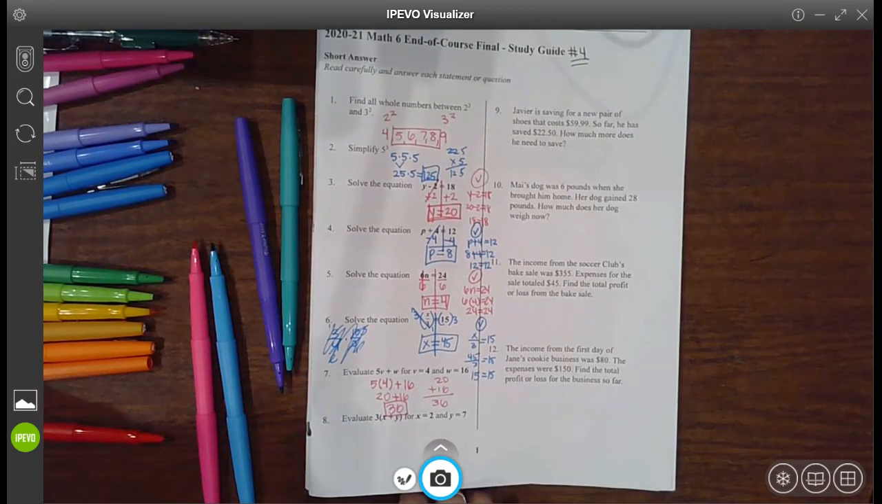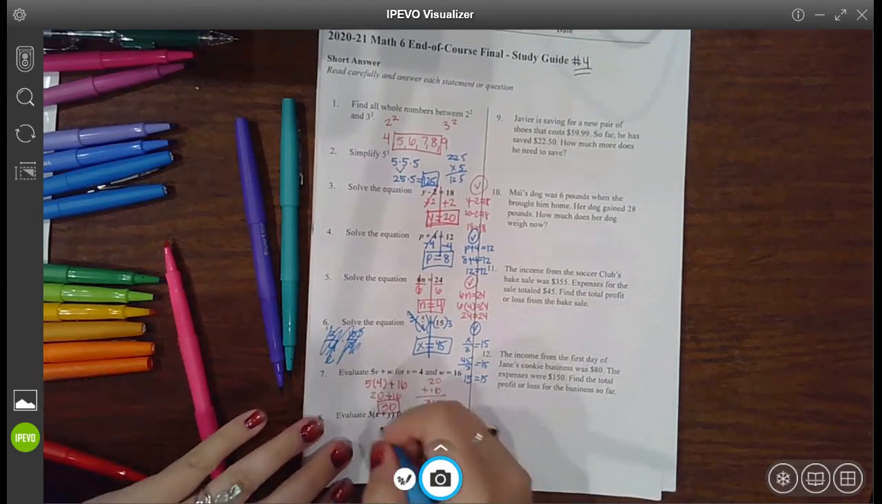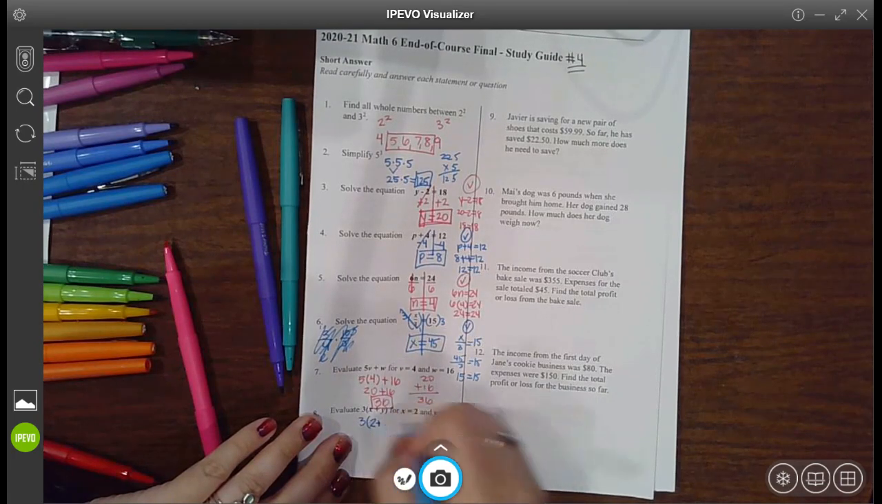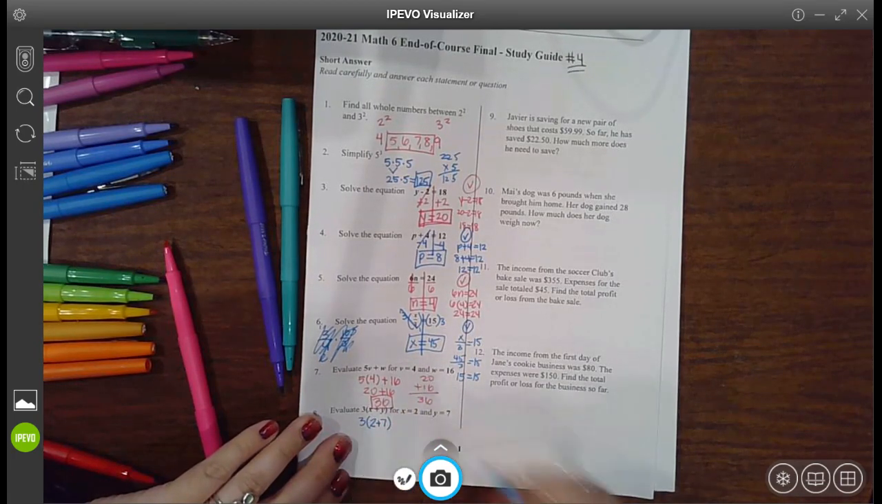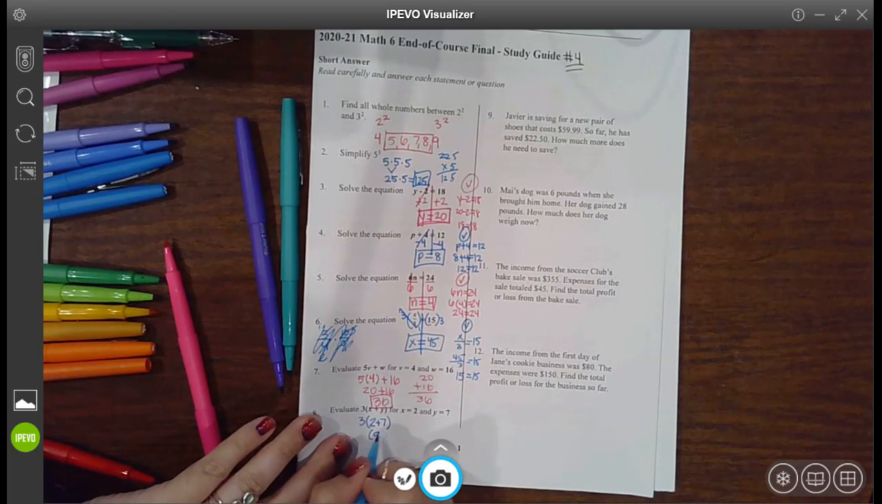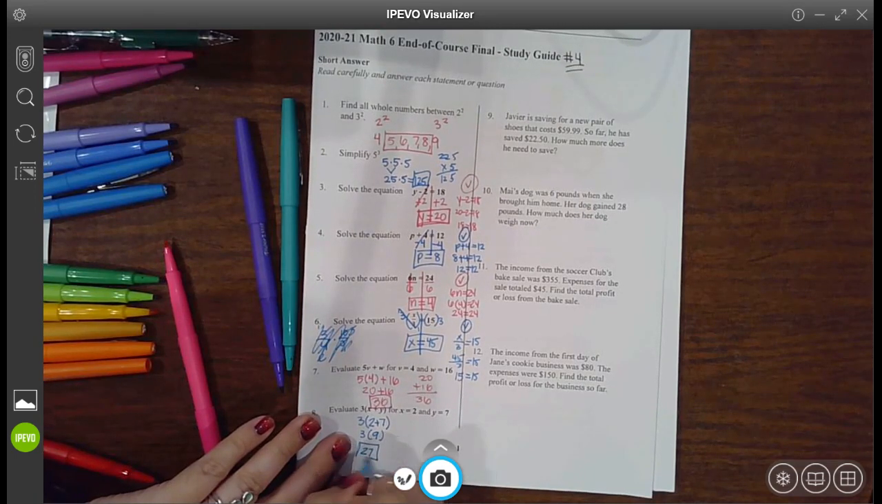Okay. For this one, it's another evaluate. So I'm going to substitute in what they tell me. They say X is 2 and Y is 7. Otherwise, it looks the same. Okay, within the parentheses, I can simplify. 2 plus 7 is 9. And 3 times 9 is 27. There you go.